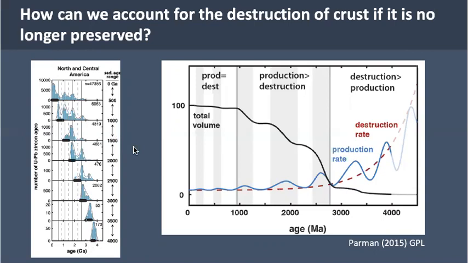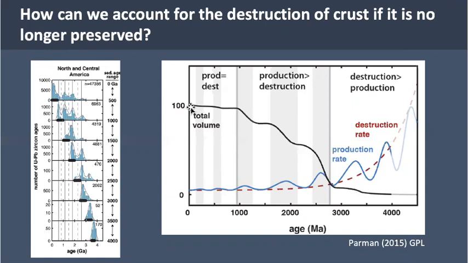So with this level of accounting, what Steve was able to do is build up this schematic model that I'm showing here on the right. On the x-axis, we're looking at age going back in time from today back into the Hadean here. And on the y-axis, we're looking at the total volume of continental crust through time. And so this is his proposed crustal growth model that is a schematic model here.